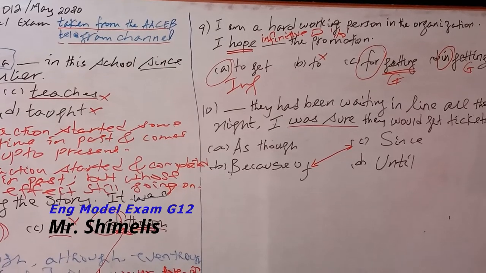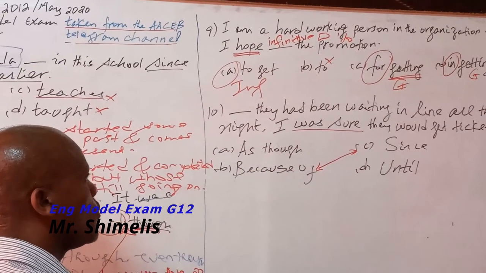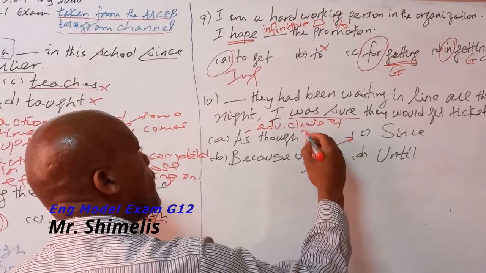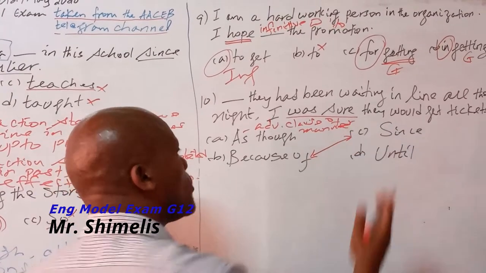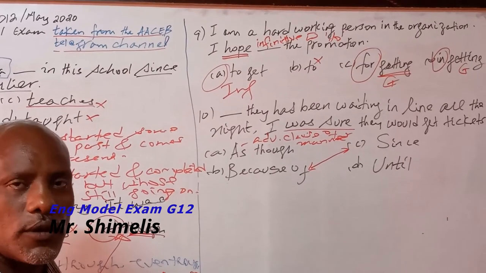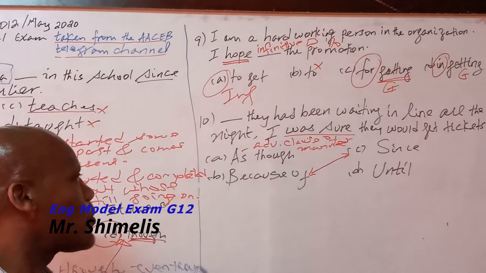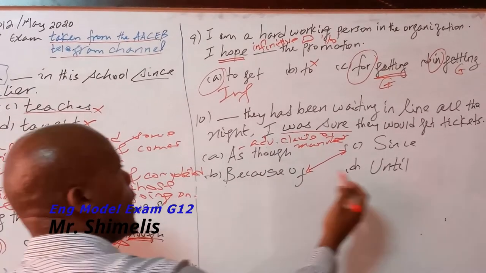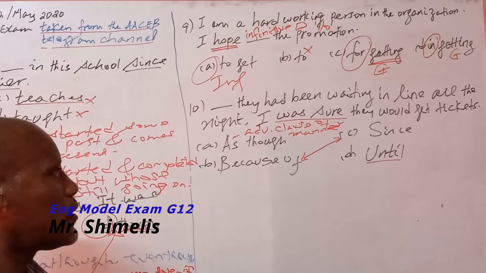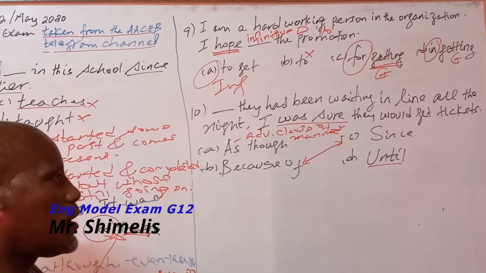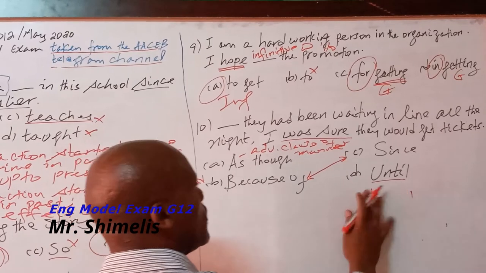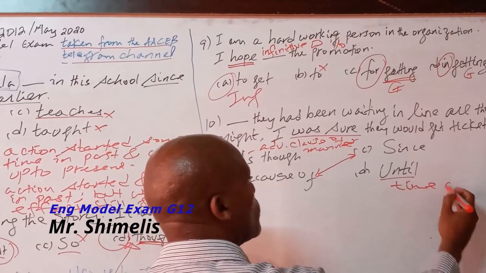As though is a conjunction which we use in adverbial clause of manner, because it shows manner. For example, you might say, she is acting as though she is the director of the school, which means she's not actually the director, but she is acting as one. As though shows manner. And here, until is a conjunction which we use in time clause that shows that some action is happening from a point of time up to some point, within two time intervals, so until some given time. So it is used in time clause.